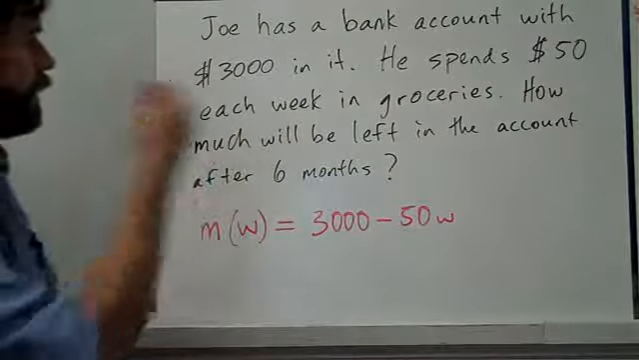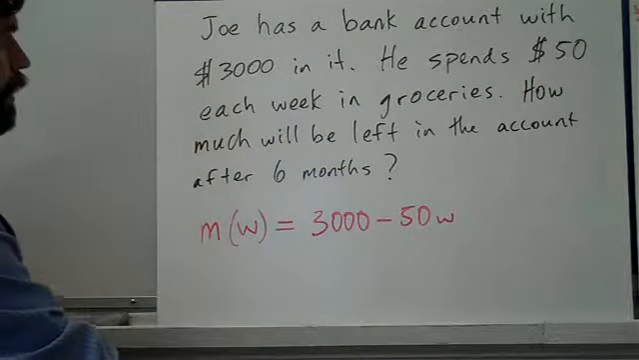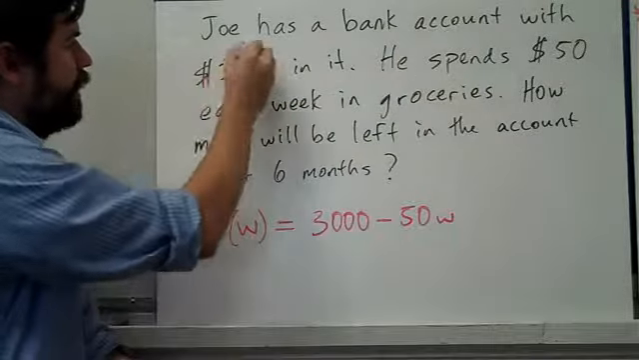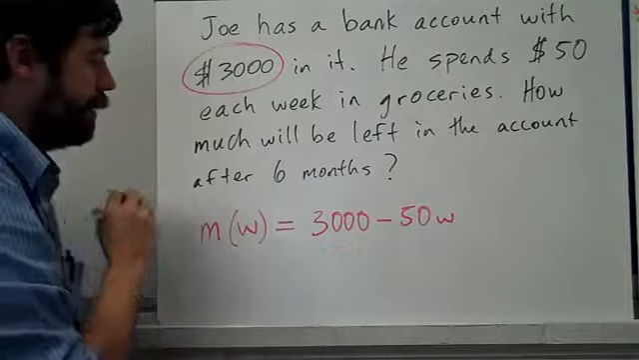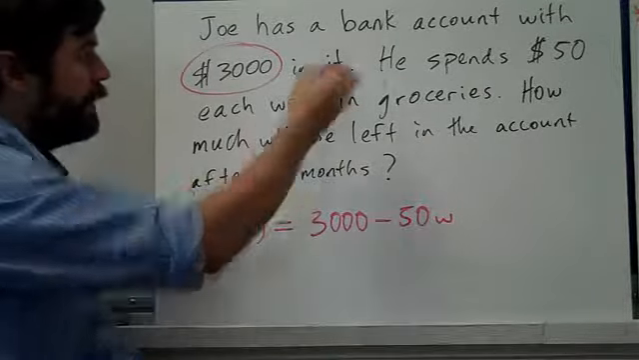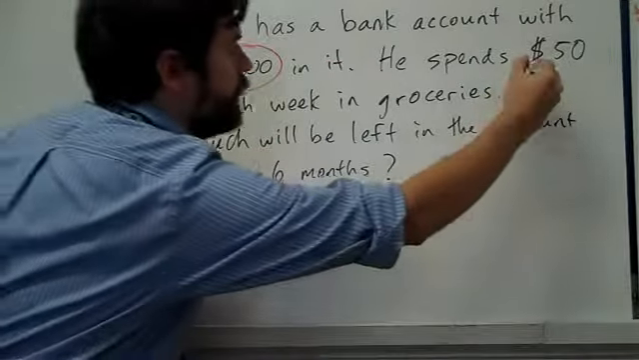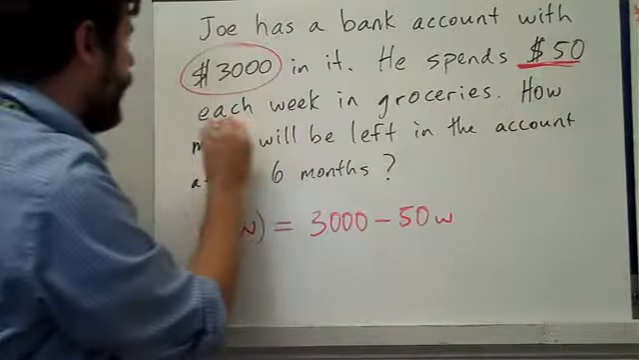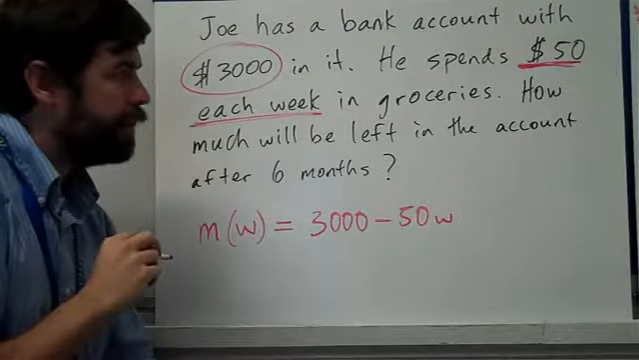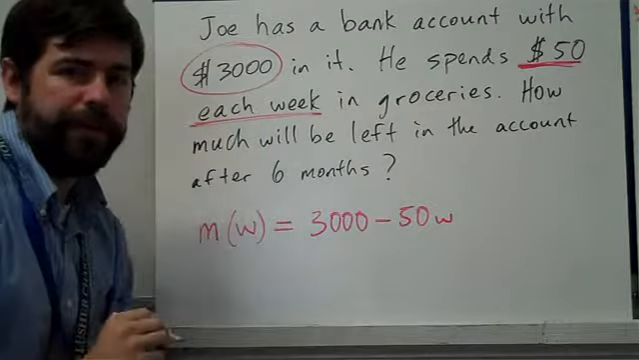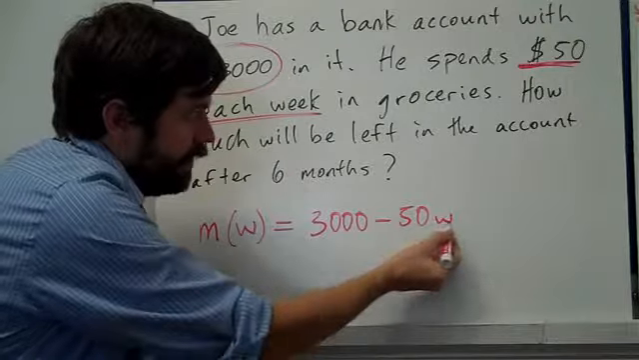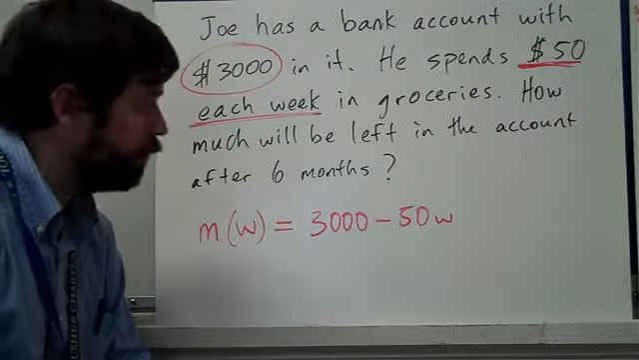Okay, so here it is, the same problem, just written a little bit bigger. What we did was, one more time, we said the bank account with $3,000 in it, that's the starting point. So down here you can see that's my y-intercept. And then he spends $50 each week. Now that's all important, $50 and each week. We need to know how much he's spending and then over what period of time. So this is $50 per week. So 50W, I use W for weeks.